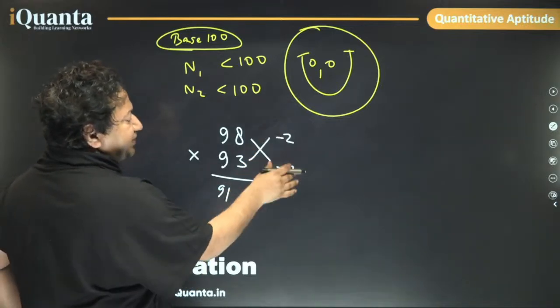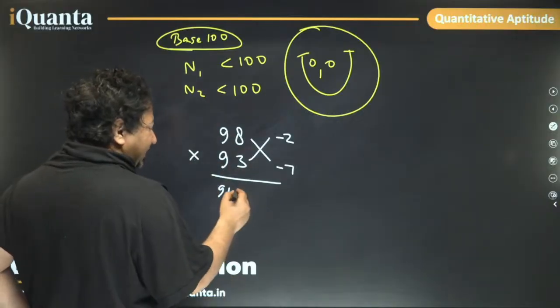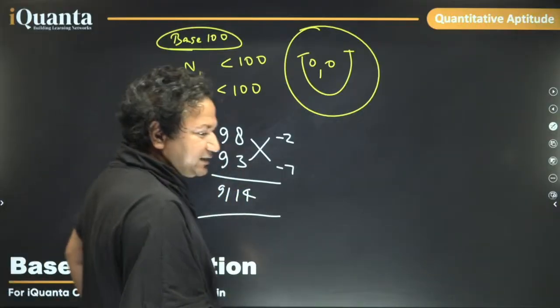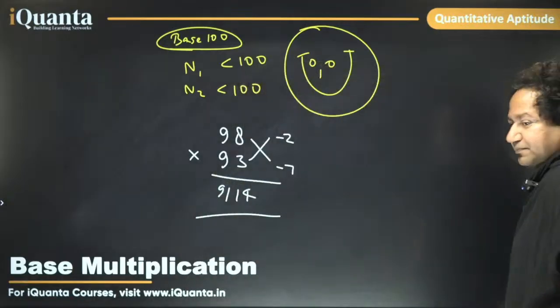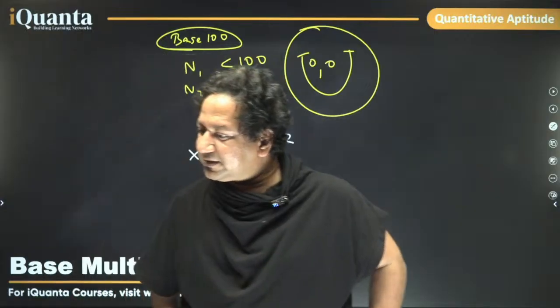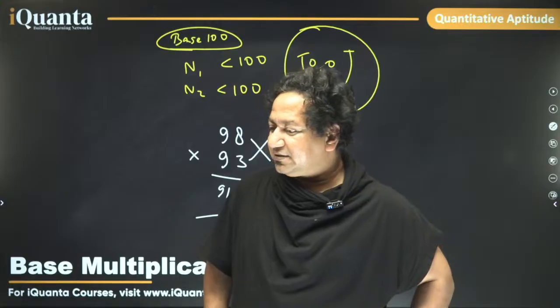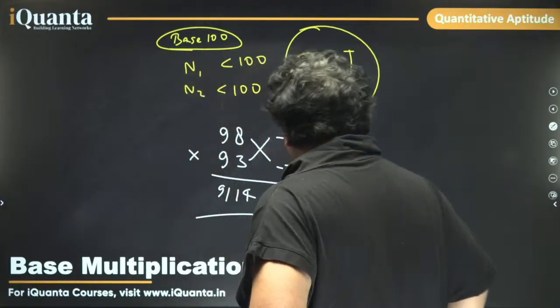And minus 2 into minus 7 is a positive number. Two negatives make a positive. Just multiply, you get 14. That's it. That's the answer. Clear? If both are less, we'll take minus and nothing else changes. Everything remains the same. Let's take one more example.